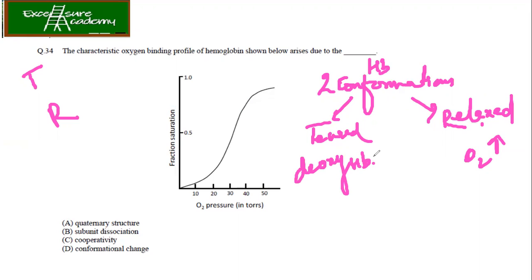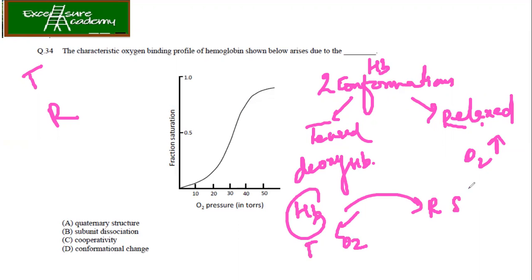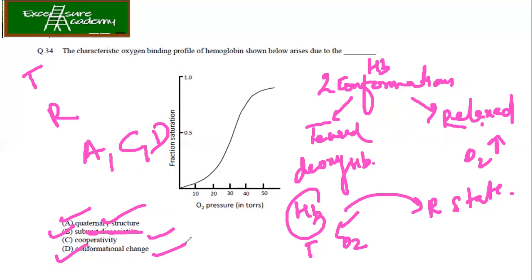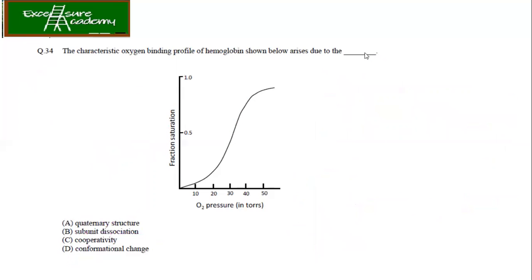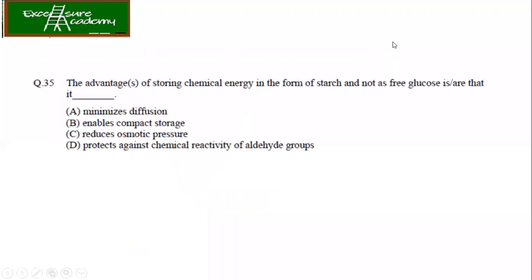Now the binding of oxygen to the hemoglobin subunit in the T state triggers a change. Your hemoglobin is initially in the T state, and the moment oxygen binds, it gets converted to the R state. So yes, conformational change is also the answer. So here the options are A, C, and D, not subunit dissociation: quaternary, cooperativity, and conformational change. So your answer is A, C, D over here. Moving on to the next question.